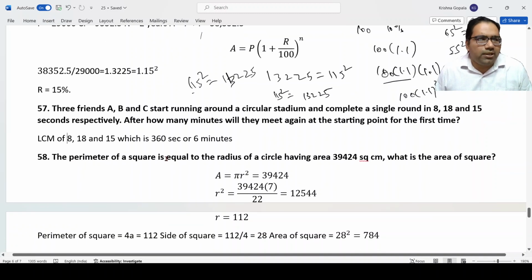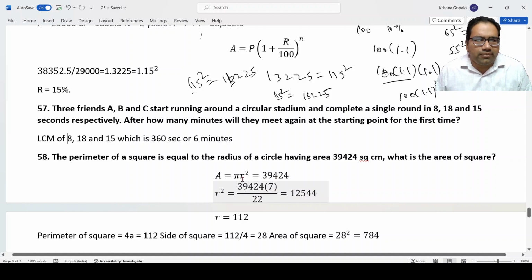Next one. The perimeter of a square is equal to the radius of a circle having an area of this and this. What is the area of the square? What is the area of a circle? Pi r square. Pi r square equal to 39424. That means r square equal to 39424 into 7 by 22.